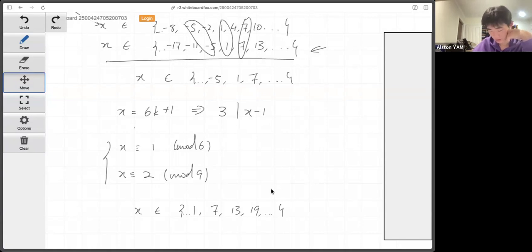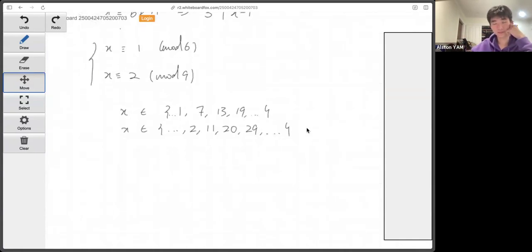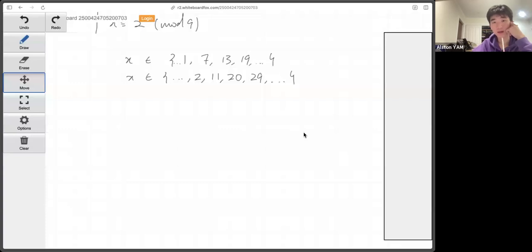And x also must be in the negatives that way. And then 2, 11, 20, 29, and you're going up by 9, right? Cool. Now you try to find the common element between these two sets, and you might realize that you can try as hard as you want, you can go up as many elements as you want, but there will not be a single common element in both of these sets.